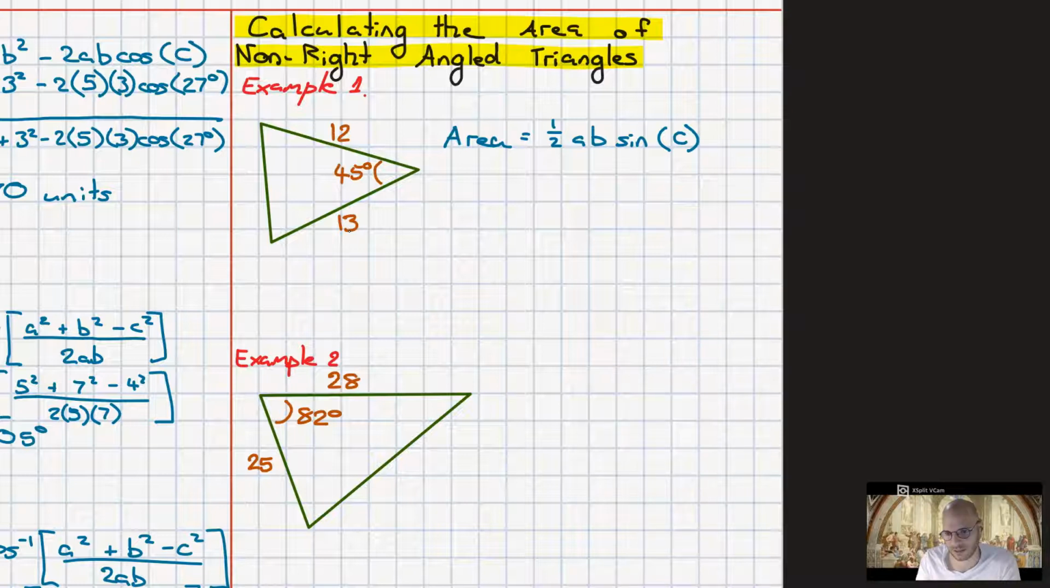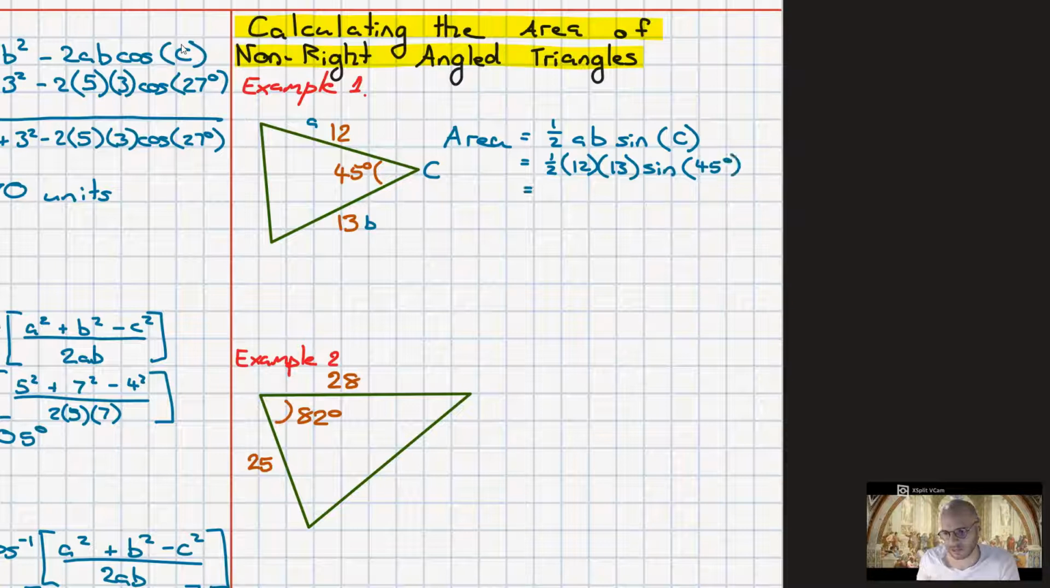Now that I've got my area rule down, I'm going to retrofit the angle and the sides to the triangle at hand. So we're going to get angle C, side A, and then finally side B. Now substituting all of these into the formula, we're going to get half multiplied by 12 multiplied by 13, and that's all multiplied by sine of 45 degrees.